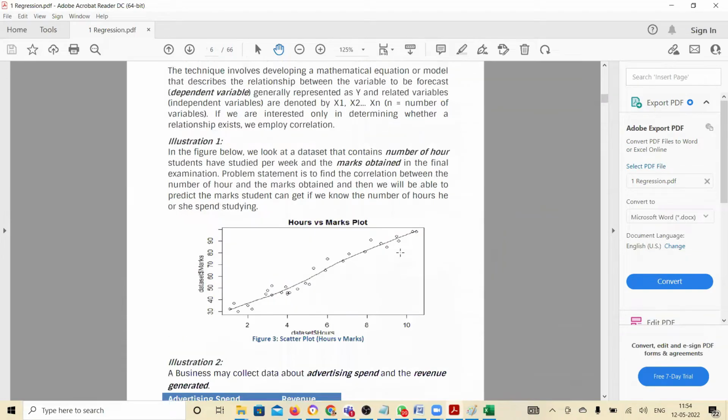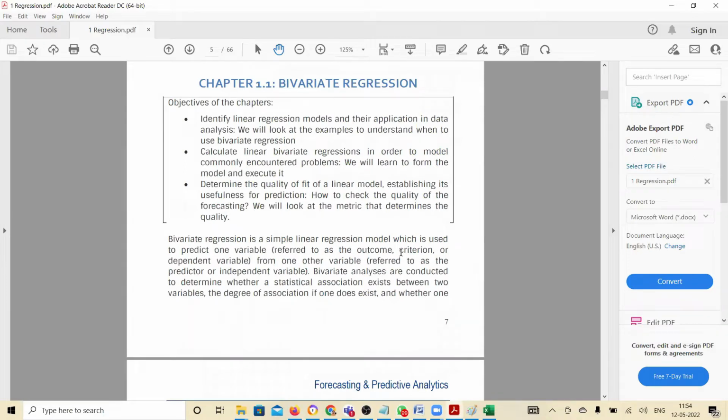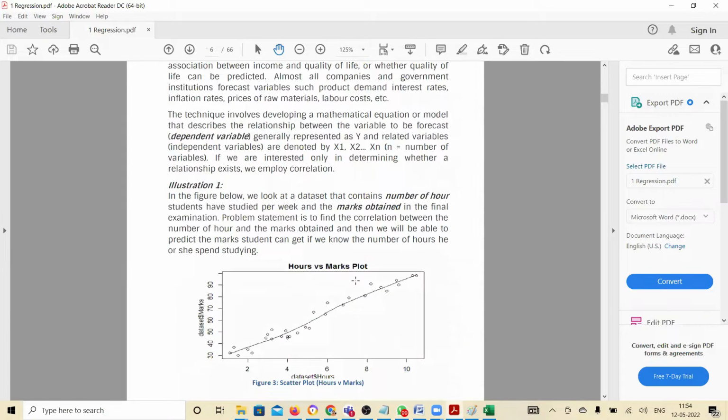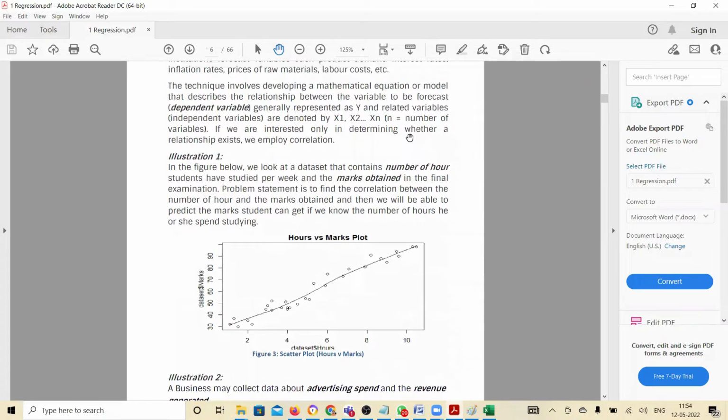So we will talk about our first topic, which is bivariate regression, right? So in this case, you will have two variables to work with. For example, let's talk about number of marks obtained in the exam versus number of hours you study. So in this case, we have two variables. One is marks obtained, okay, and the other is number of hours you study. So can you tell me which is independent and which is dependent variable?